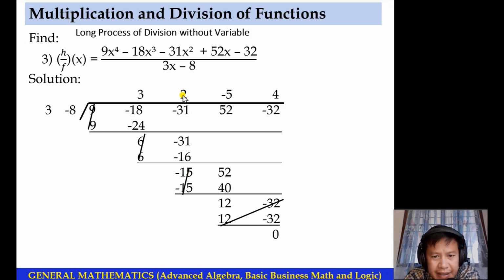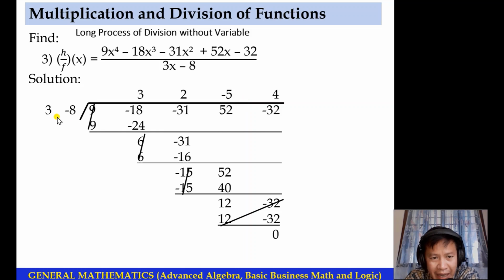Then after that, okay, bring down 52 here. Bring it down. Okay. Then after that, what you need to do is to divide again. Negative 15 divided by 3. If you're going to divide, just consider the first term here. But if you are multiplying, the second term of the divisor is also considered. Negative 15 divided by 3 is negative 5.